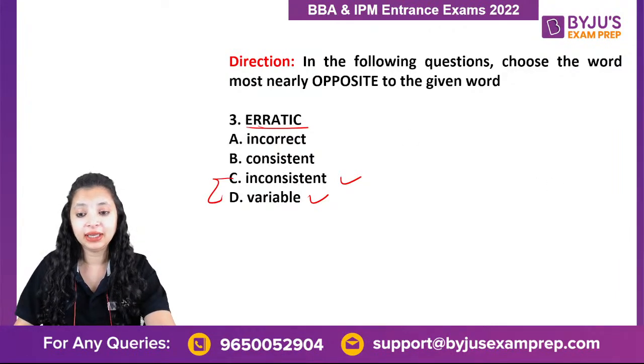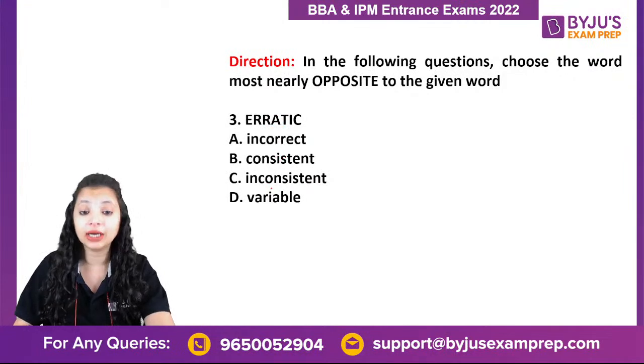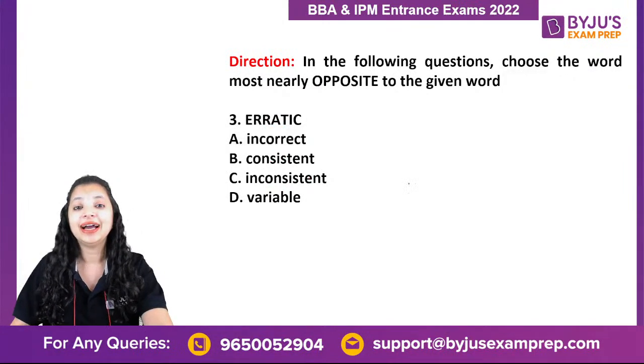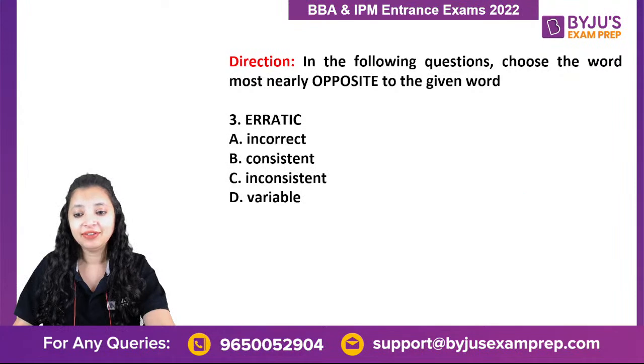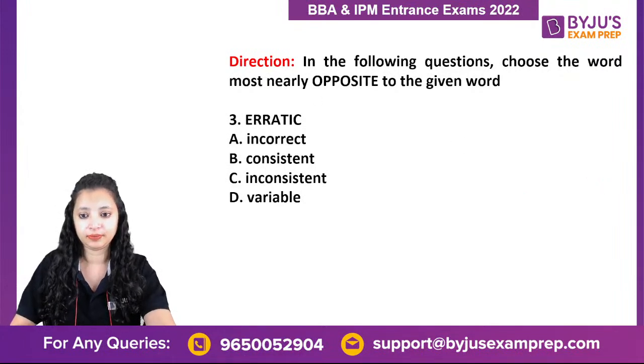What should the answer be here? What do you think? Yes, exactly. The answer here has to be B. Consistent is the opposite of erratic, because inconsistent is the meaning of erratic. An erratic power supply means an irregular, inconsistent power supply. The answer here is B. Let's have a look at the next question.